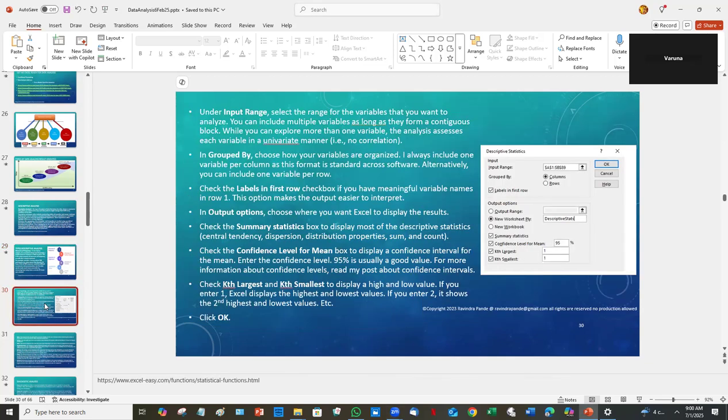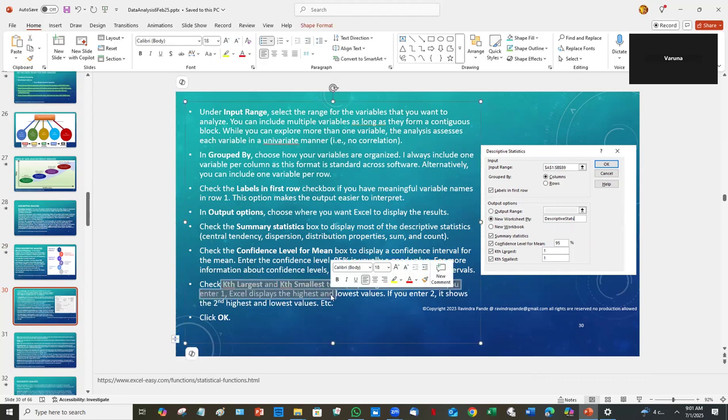Now for that, there's another link I'm going to share with you, where we'll see how to use input range and use group by or outcome options there. Even we can go to a level where we can do k largest, k smallest, and an understanding of group inclusion, group exclusion.